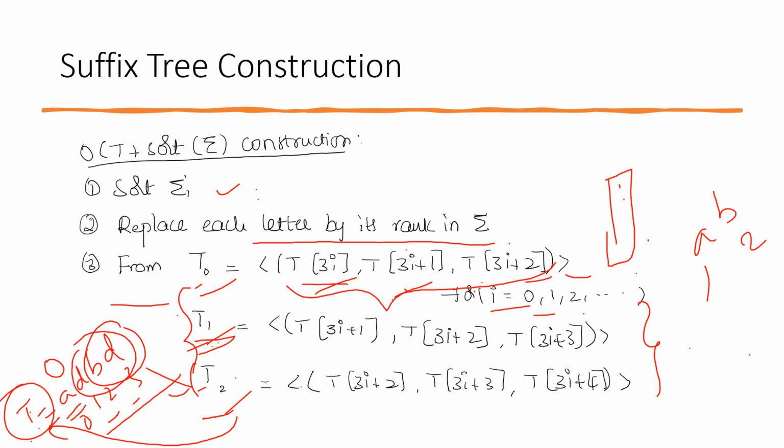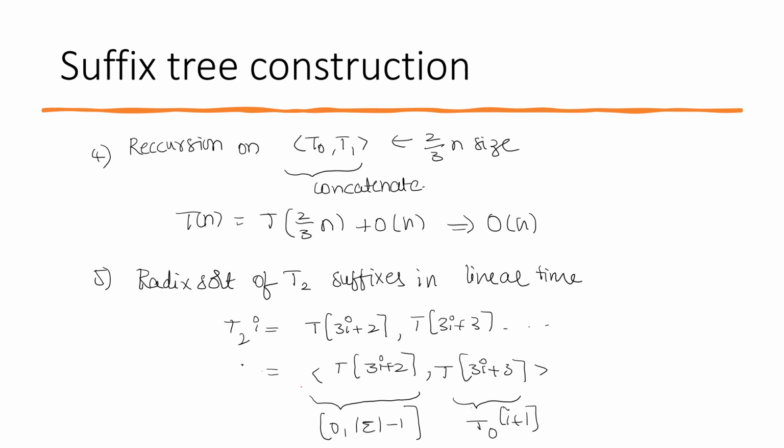Next we'll follow with recursion. The recursion will be done on t0 and t1, and we'll concatenate both. So it's of 2 by 3 size, meaning it has 2 by 3 n number of characters. Because t0 has 1 by 3 of the characters, since we are taking from the letter at position i, t0 has 1 by 3 characters and t1 has 1 by 3 characters.